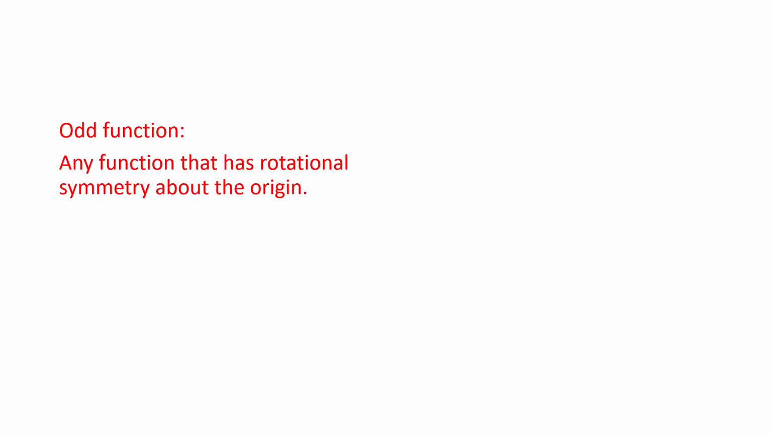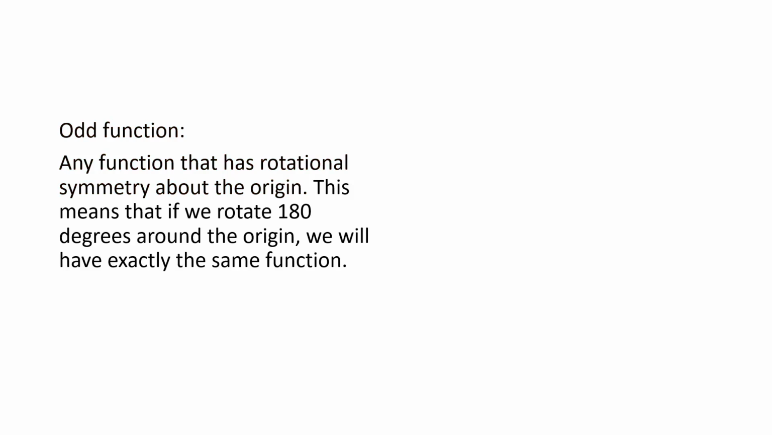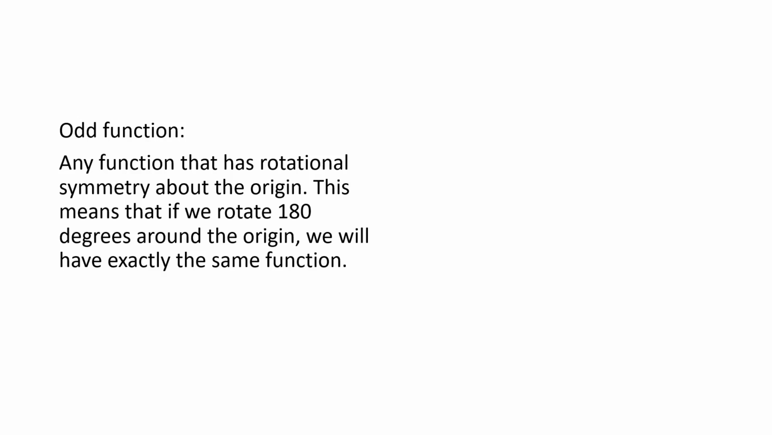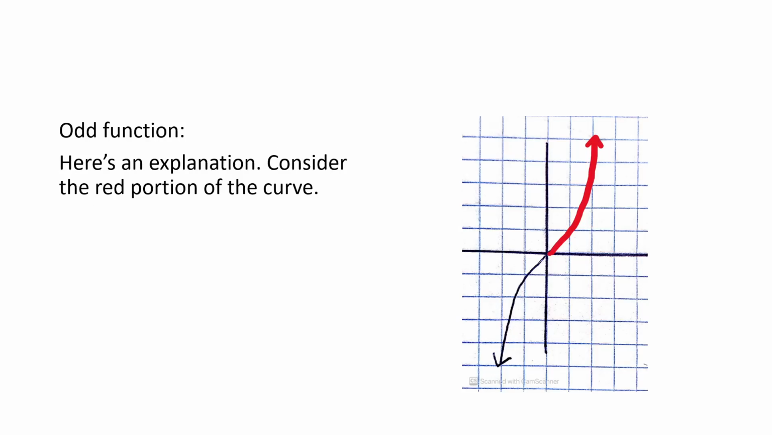An odd function is any function that has rotational symmetry about the origin. This means that if we rotate 180 degrees around the origin, we will still have exactly the same function. So, for instance, look at this curve right here. This is the curve y equals x cubed. Now, if we look at the red portion that I've highlighted in red, if we were to rotate that 180 degrees about the origin, we would exactly fall upon the bottom portion of the curve.